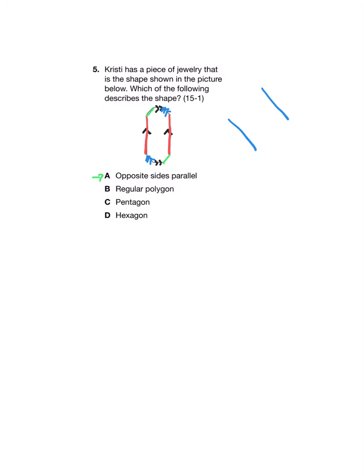Let's see, choice B says it's a regular polygon. Now, a polygon describes a figure with straight sides, at least 3 sides, angles, and vertices, no curved sides, they have to be straight, and it has to be a closed shape. So this also looks like a good answer choice, but let's think about what they mean when they say a regular polygon.